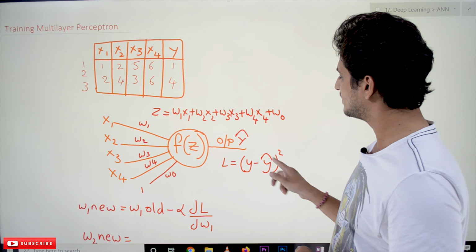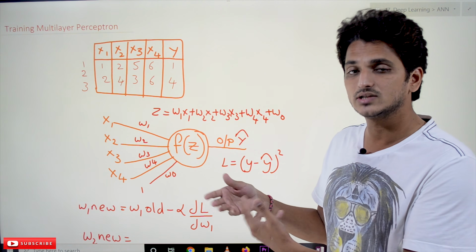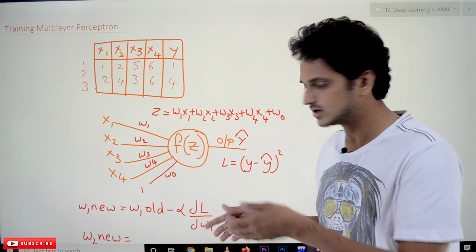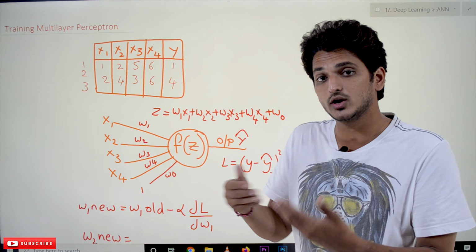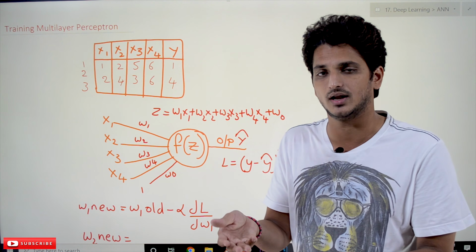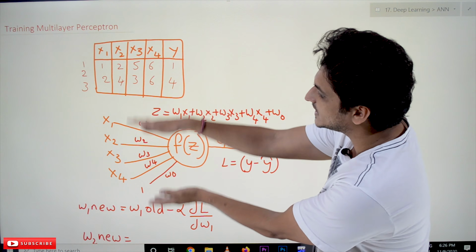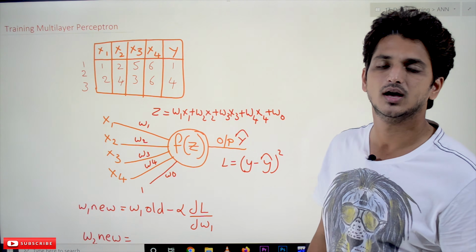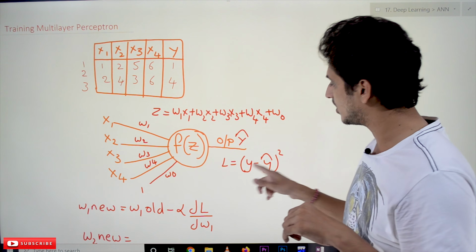Now we will apply the loss function. L is equal to y minus y hat whole square. This is a regression model, that's why we are applying mean squared error loss. L is equal to y minus y hat whole square. Then we do back propagation, meaning with respect to the loss we are adjusting our w values. So we are updating our w values with respect to the loss.